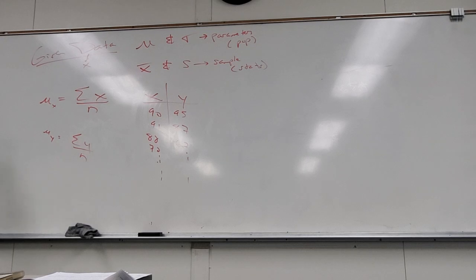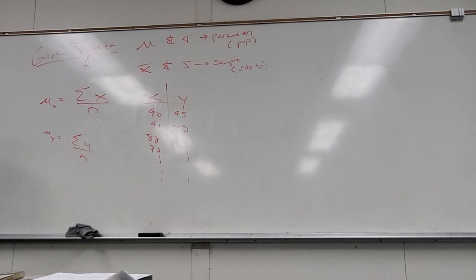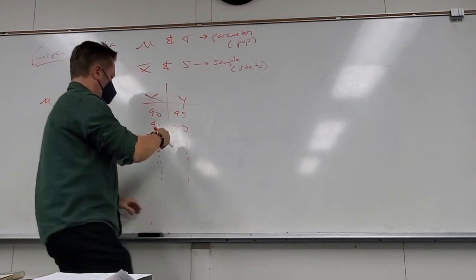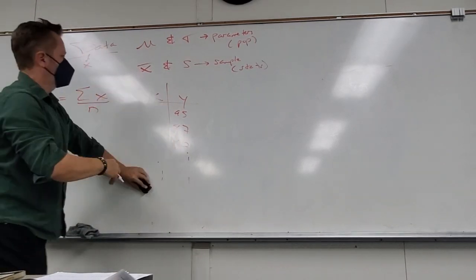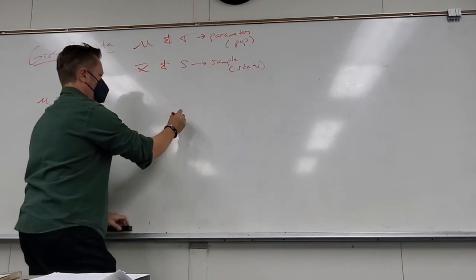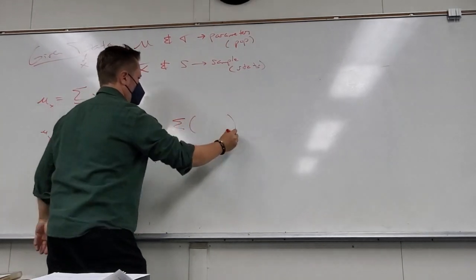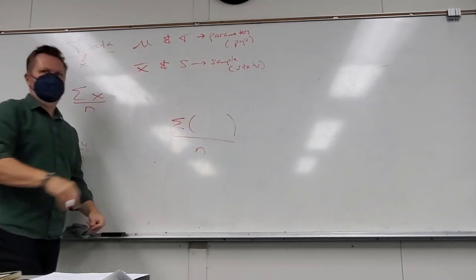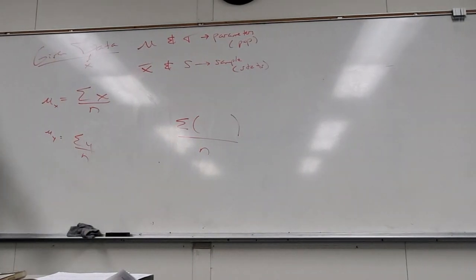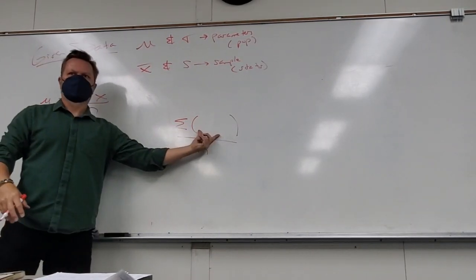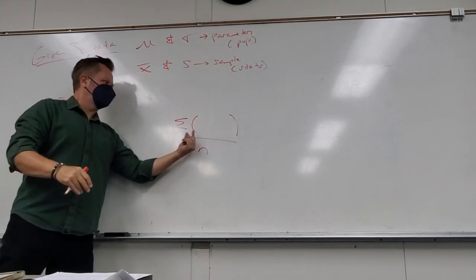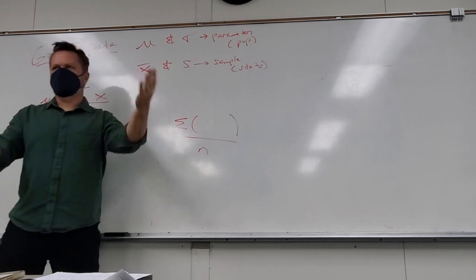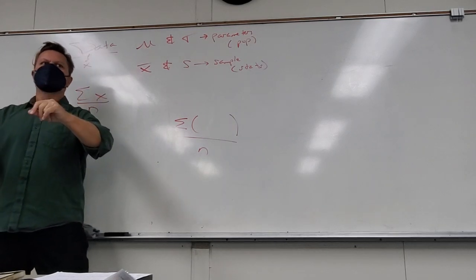How are you guys doing so far? Not too bad, right? So anytime I see the sum of something divided by n, that is an average. If I added up shoe sizes and divided by how many there are, it's the average shoe size.